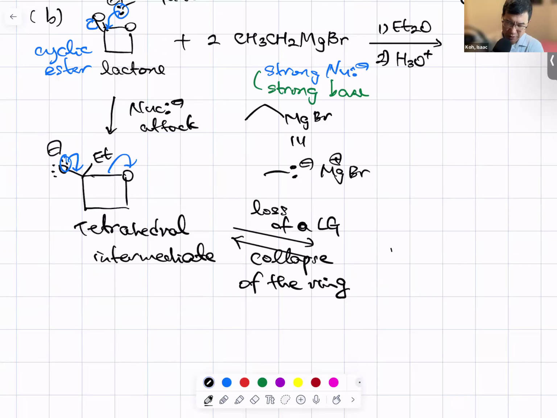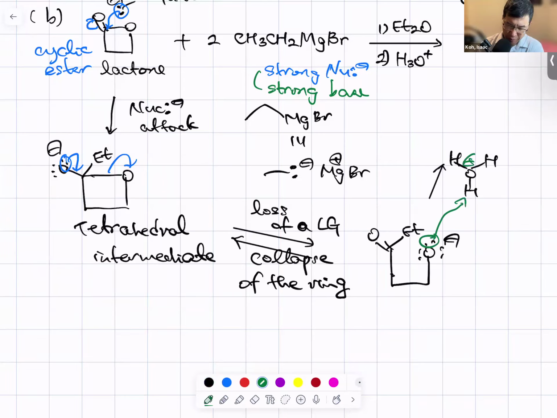And here now we have oxide, and here we have ketone. Finally, an acidic workup. And this oxide will be protonated to the final product, which is OH, alcohol, and ketone.